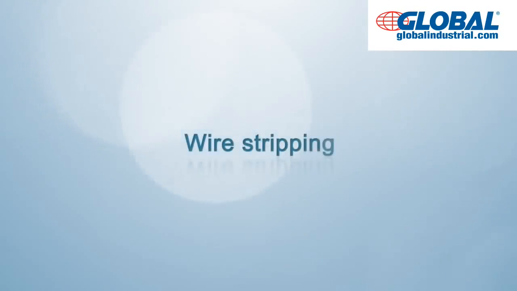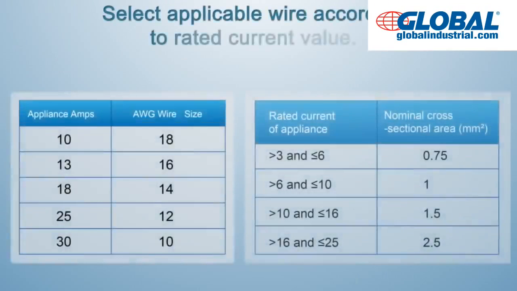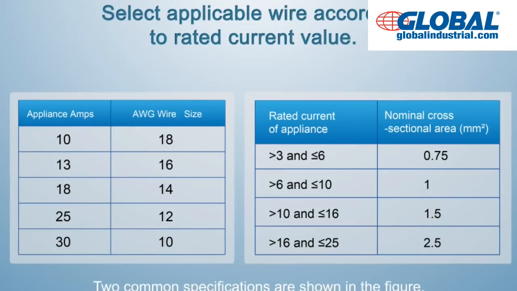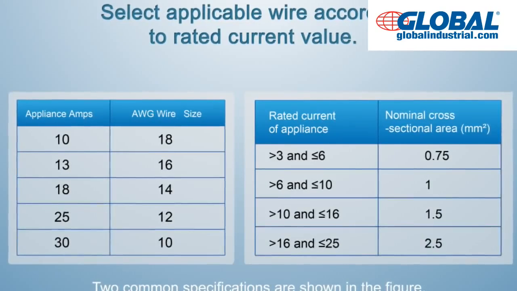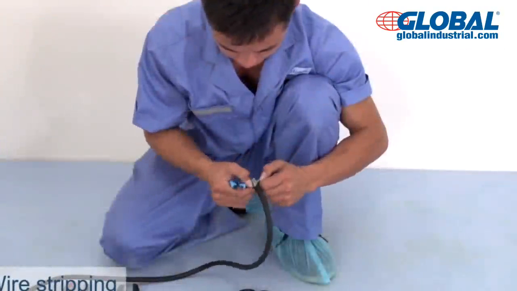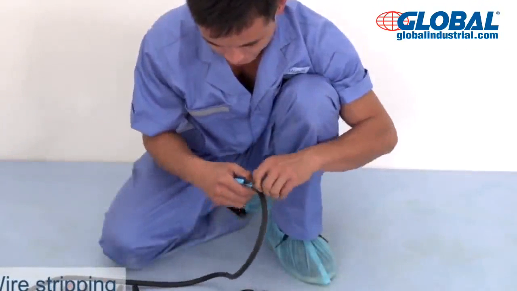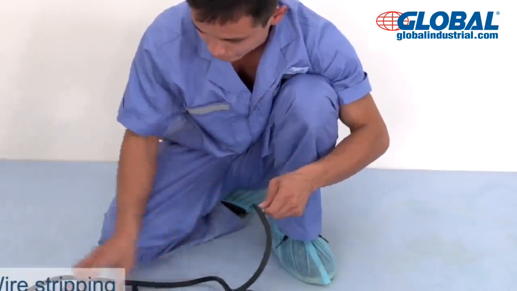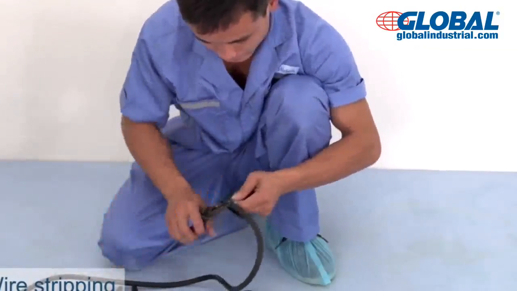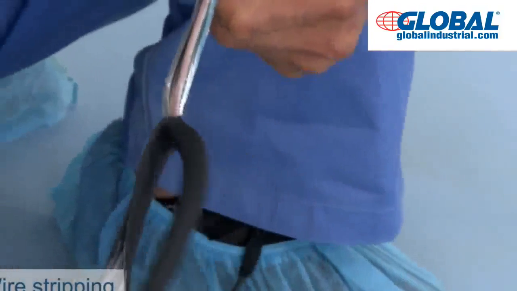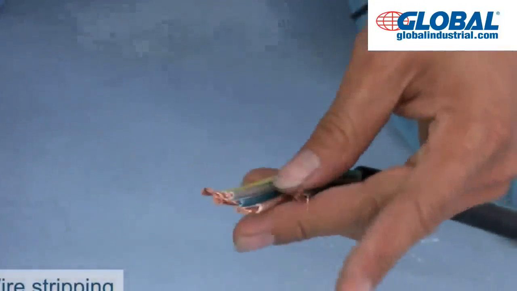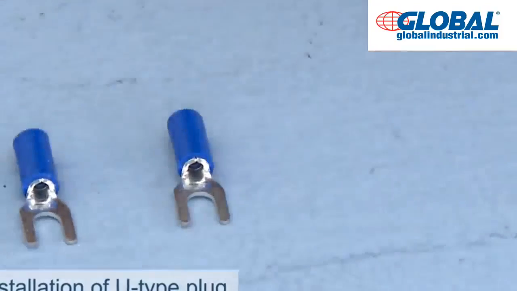Wire stripping. Select applicable wire according to rated current value. Two common specifications are shown in the figure. Strip rubber skin at both ends of connecting wire separately to uncover the connecting wire. Use wire stripper to strip wire core. Use wire crimper to clamp U-type plug, and pay attention to distinguish L wire from other wires.